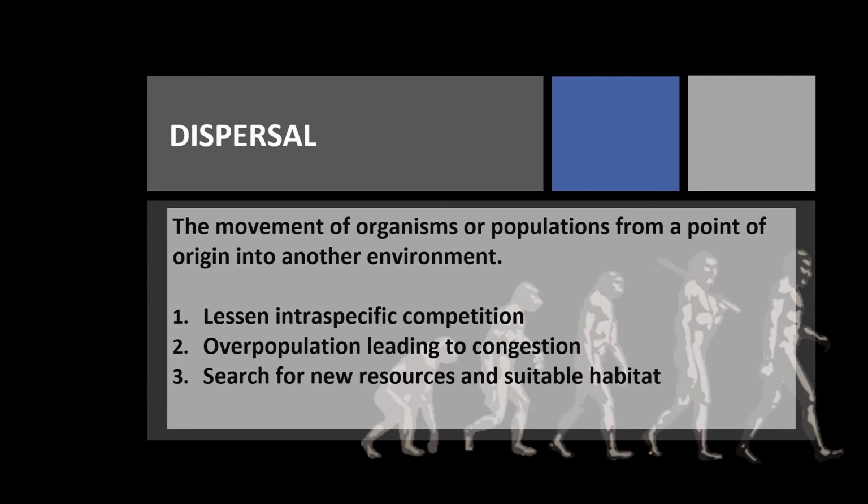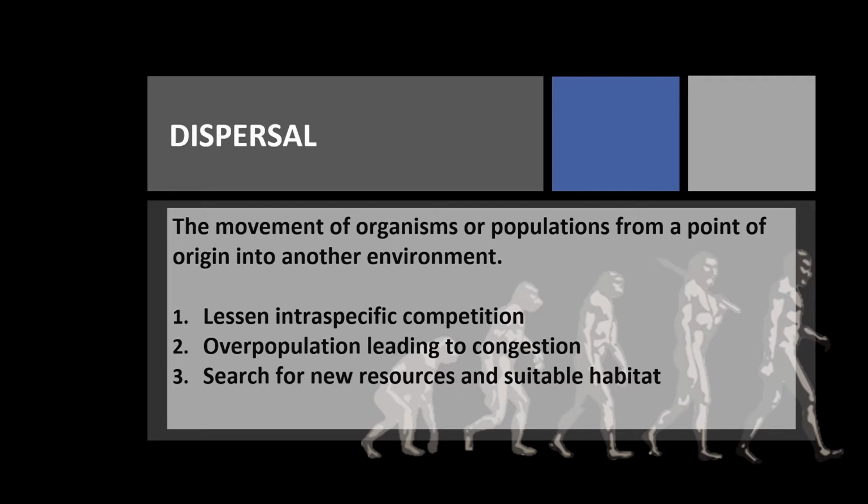Next is overpopulation leading to congestion. It is the lack of habitat space in a certain area that leads organisms to find a bigger environment. Lastly is to be able to search for new resources and suitable habitat.